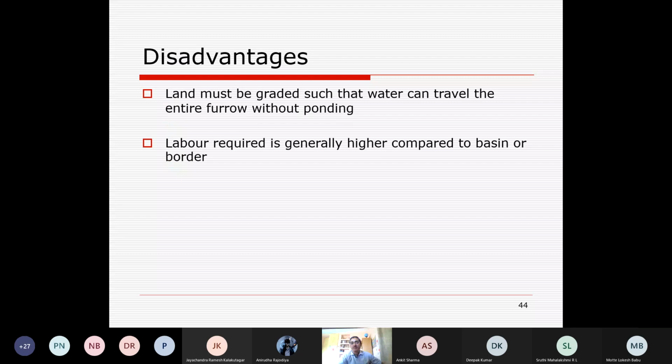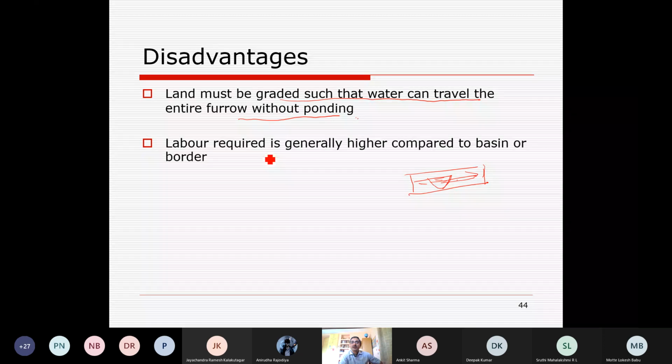What are disadvantages of furrow irrigation? Land must be graded such that water can travel the entire furrow without ponding water. Means there must not be a stoppage of water at a particular point, but everywhere it should be the same amount and same time condition. So opportunity time is same for every part of this land. Labor requirement: it requires labor to develop the furrows. So labor required is generally higher compared to basin or border irrigation.